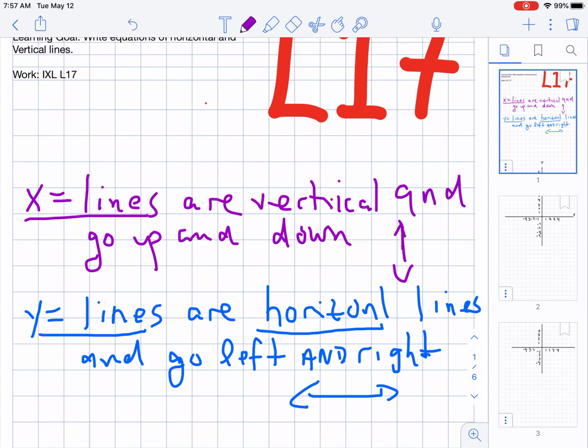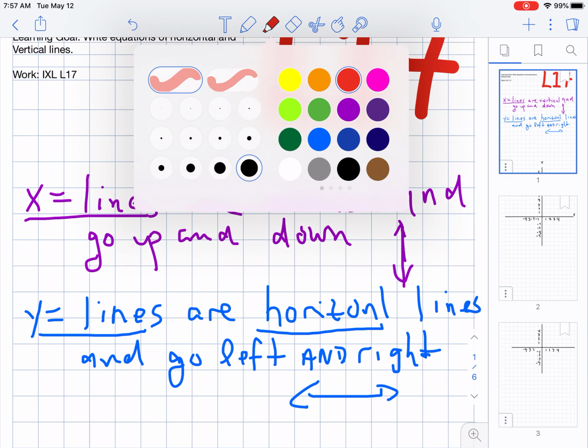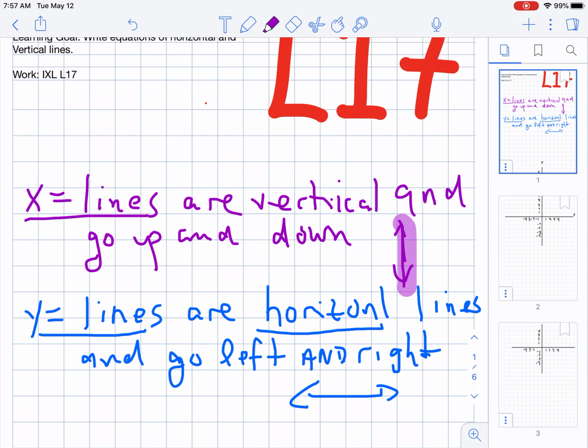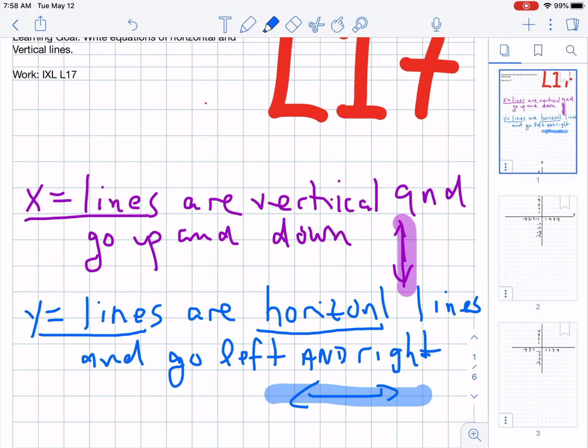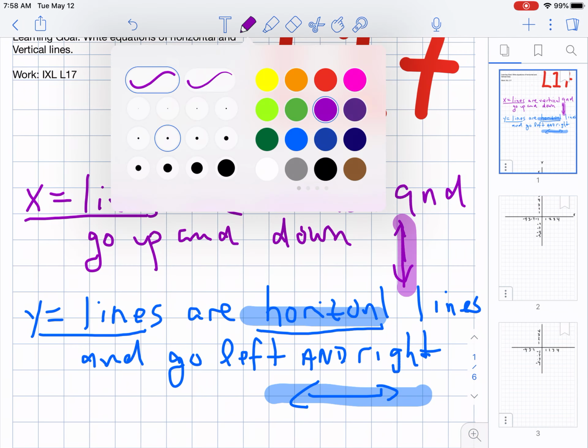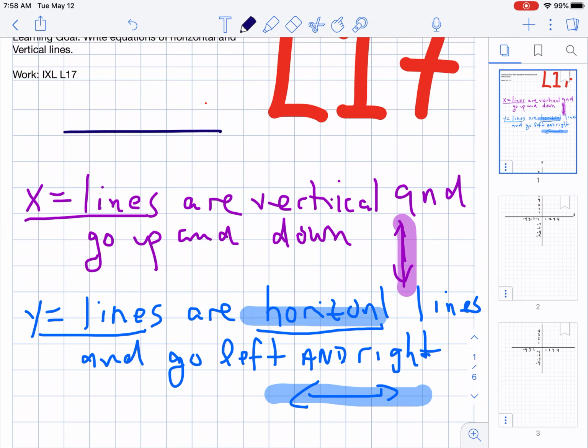Okay, so we can see the x equal lines go up and down, and the y equal lines are horizontal and go left and right. If you look at the word horizontal, it has the root word horizon in it, and that's like looking at the horizon and seeing the sun come up over the horizon. So we can say that the words horizon and horizontal are similar words. And that's one way to remember how the y equal lines are horizontal, because they're like the horizon.